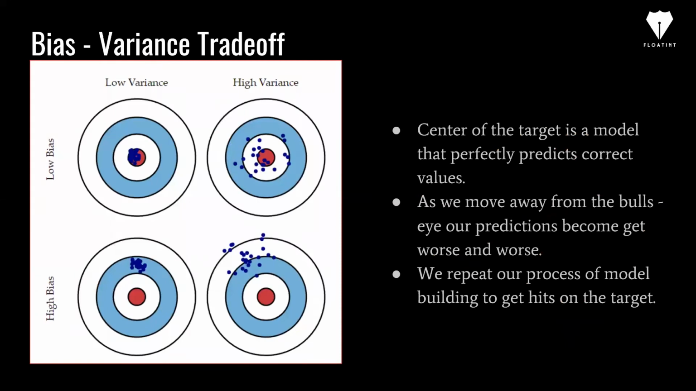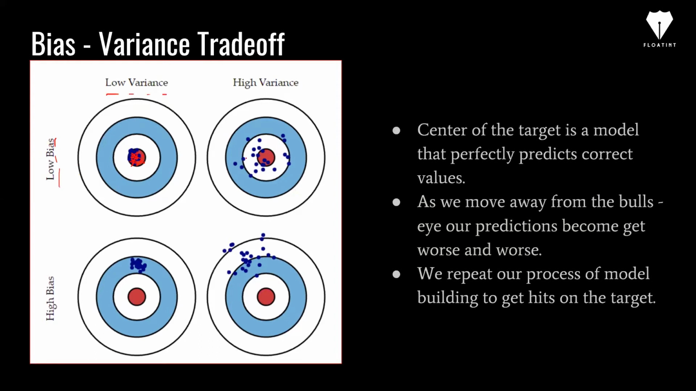Next part which I'm talking about is the practical application. This is a graph you will see everywhere on the internet. What it is saying is that the center of the target is a model that perfectly predicts the correct value, like the bullseye in a dart game. If you have all the predictions there, it shows you have low bias and low variance.